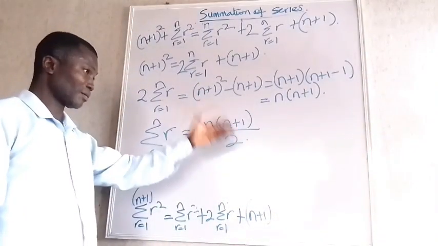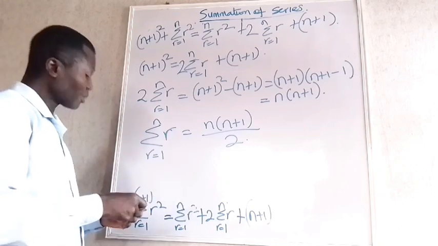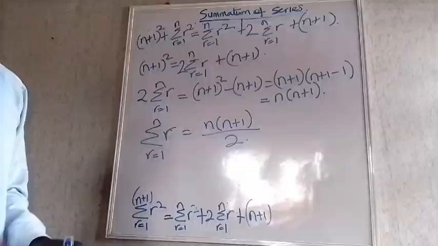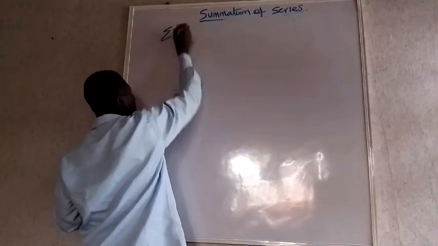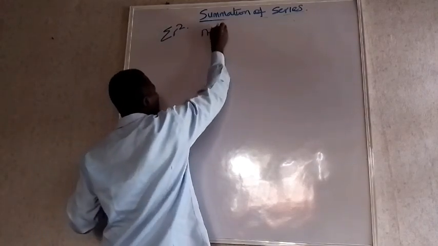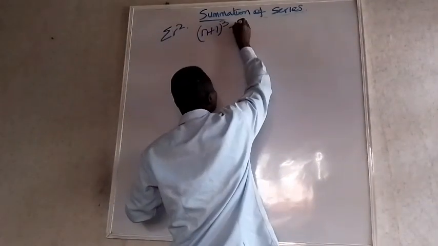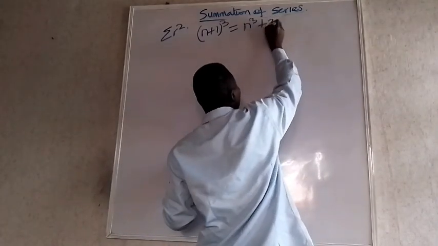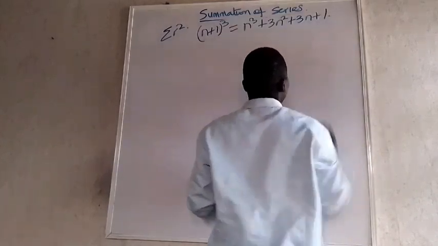The sum for the cube, for the power 4, let me make it easy for myself, you can do it in this way. So let's see what we can do now. For summation r squared, let's start with n plus 1 cubed. This is going to give us n cubed plus 3n squared plus 3n plus 1.